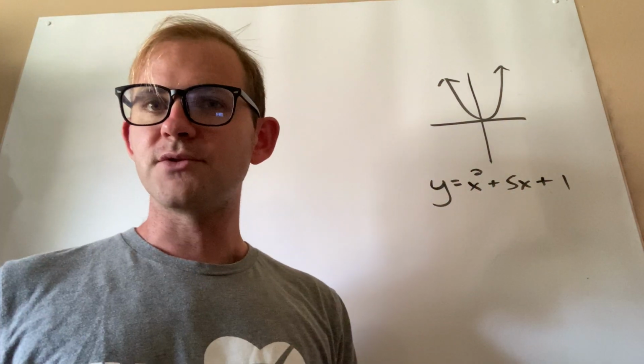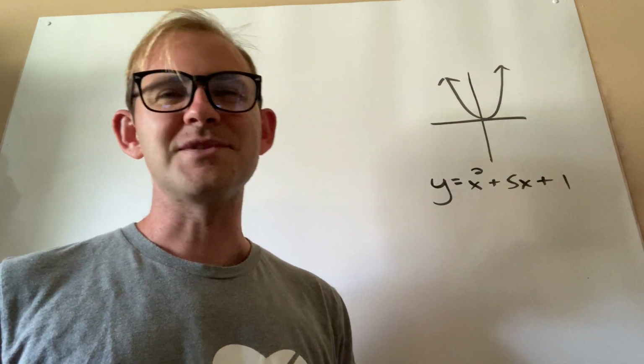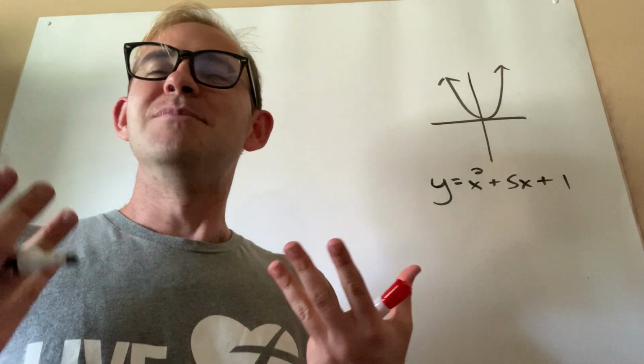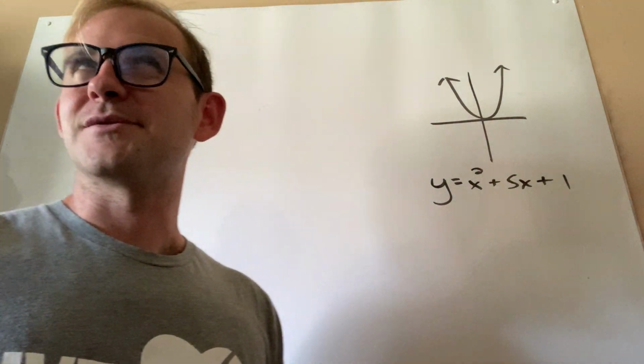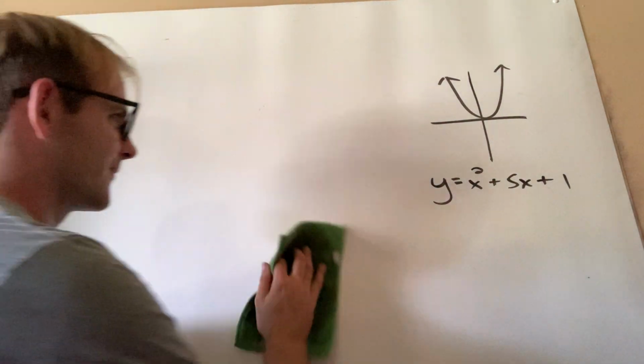In Algebra 2, you guys are going to go on and learn that if it has a highest exponent of 3, it's going to be a cubic. If it has a highest exponent of 4, it's going to be a quartic. But for right now, we're going to just stick with the quadratics for a few moments and make sure that you guys know how to deal with them.